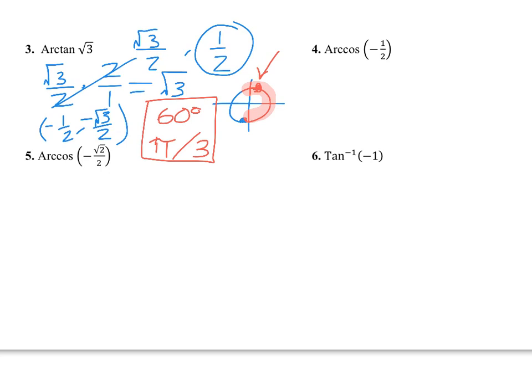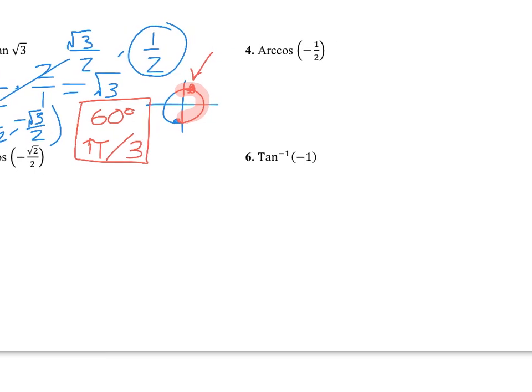Alright, going back to cosine. Where is cosine equal to negative 1/2? Cosine is negative 1/2. Cosine is the x, so that would be here and here. We have a capital letter on the arc.